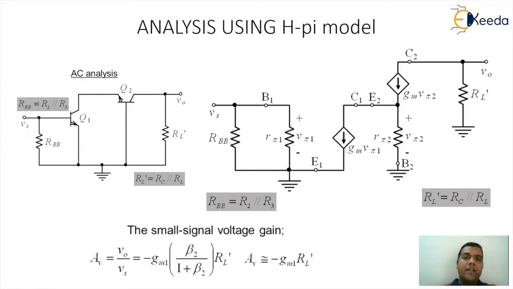But what advantage do we get from cascode? We are able to go for higher bandwidth compared to a normal single stage BJT. So that's the reason cascode amplifiers are normally known as high gain, high bandwidth amplifiers.